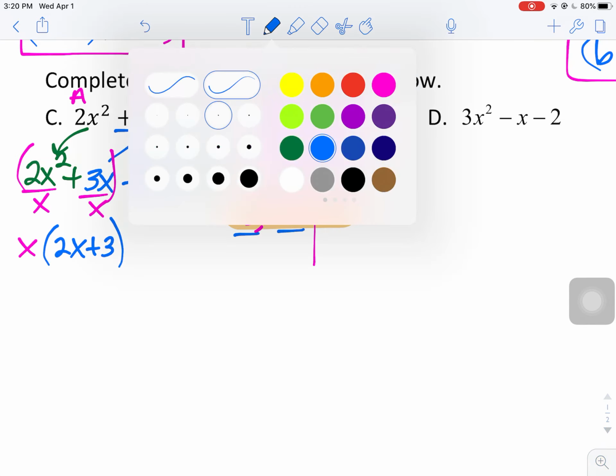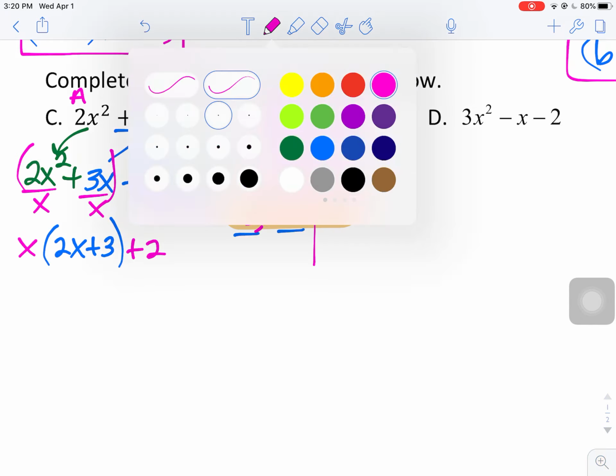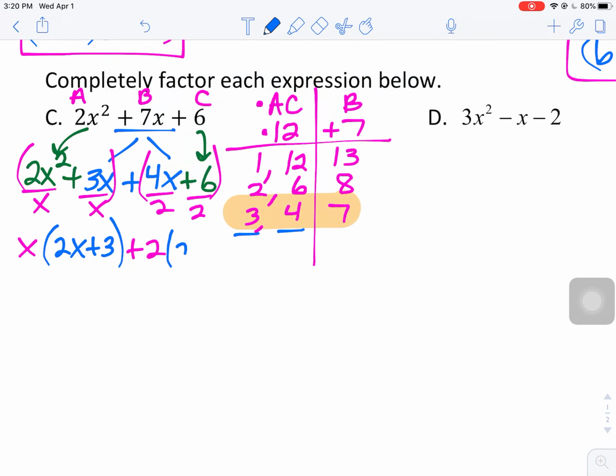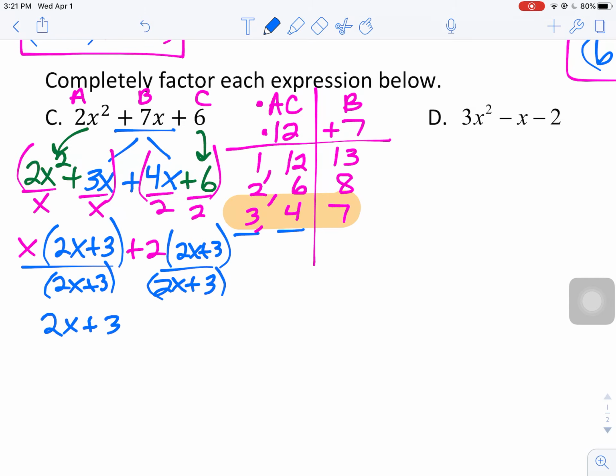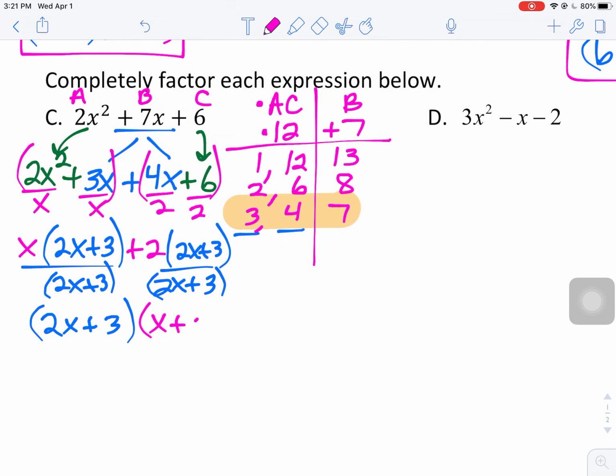Now remember, if we're doing factor by grouping correctly, our leftovers should match. Like the leftovers in the parentheses, they should match. Sure enough, they do. So the 2x plus 3 matches. So I'm going to divide that out in the front. And then the leftovers are the pink x and the pink 2. X plus 2. Ta-da! So there you go.